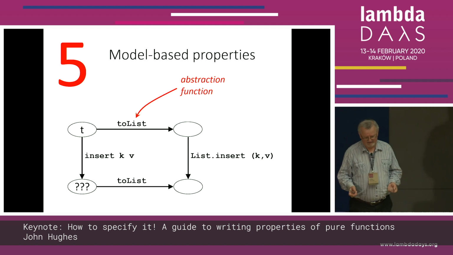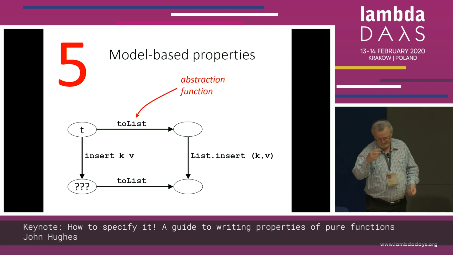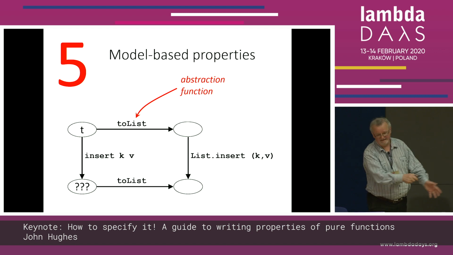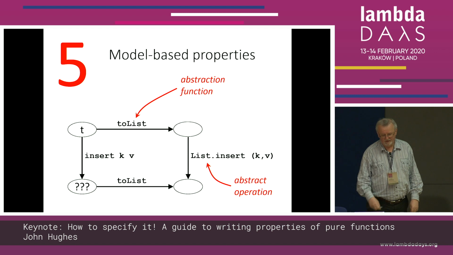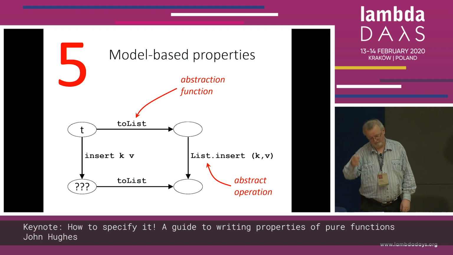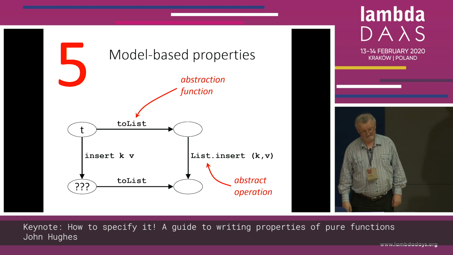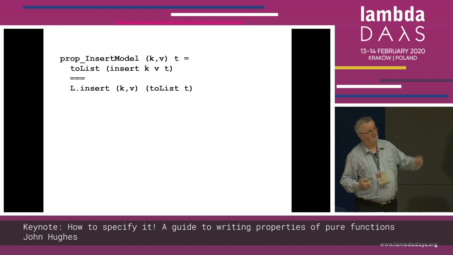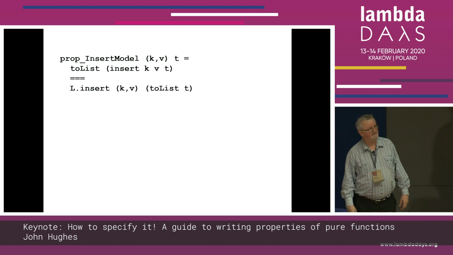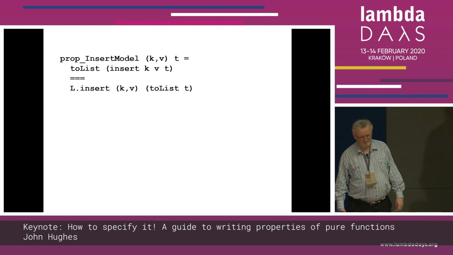So this is a very general idea. What we do is we define a mapping from our complex, probably efficient implementation into some much simpler data type. We call that mapping an abstraction function. We abstract the implementation to a model. And then we implement our operation on the model. List insertion is the model of tree insertion. And then I just write a property that says, for this commuting diagram, you get the same result both ways round. There it is. These model-based properties are really simple to write.